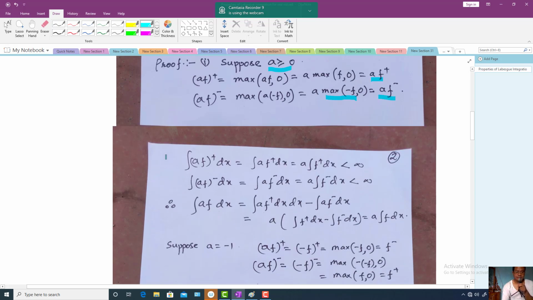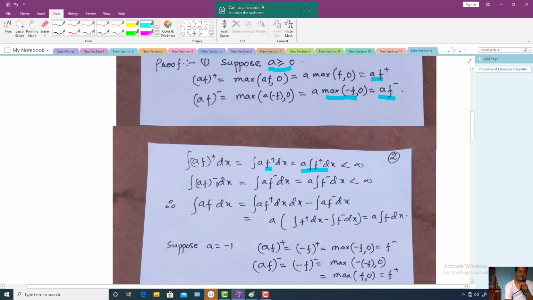So then the integration of the positive part of af is equal to a times the integration of f positive. Now this is a non-negative real valued function. For a non-negative real valued function, this constant can be taken outside the integration. That is why you are getting this one. But since f is integrable, the integration of f positive dx is finite. So this finite quantity multiplied by another finite real number a is finite.